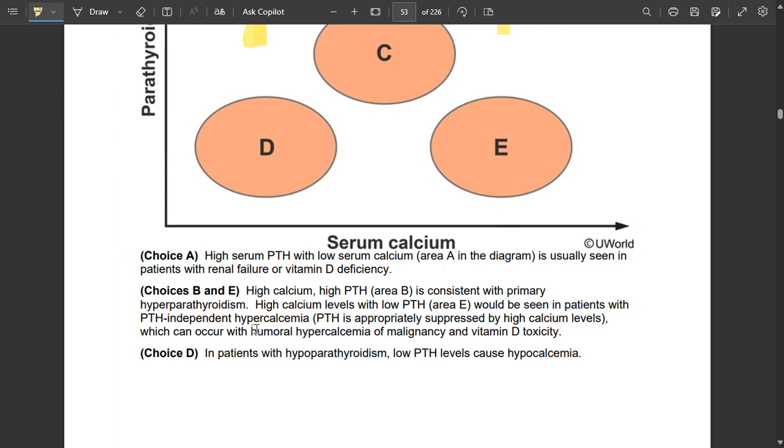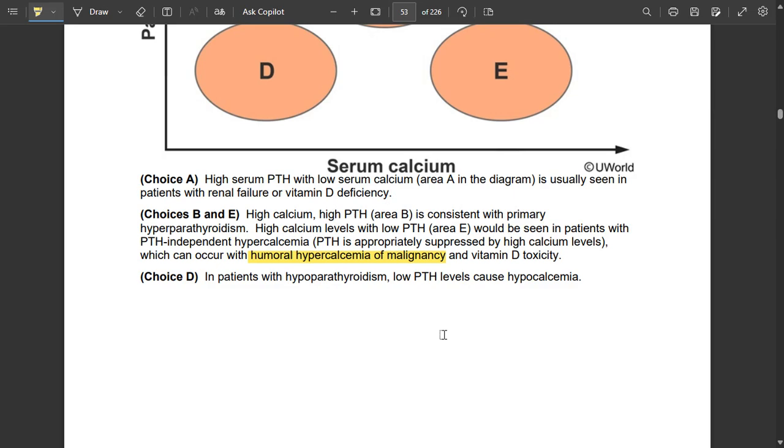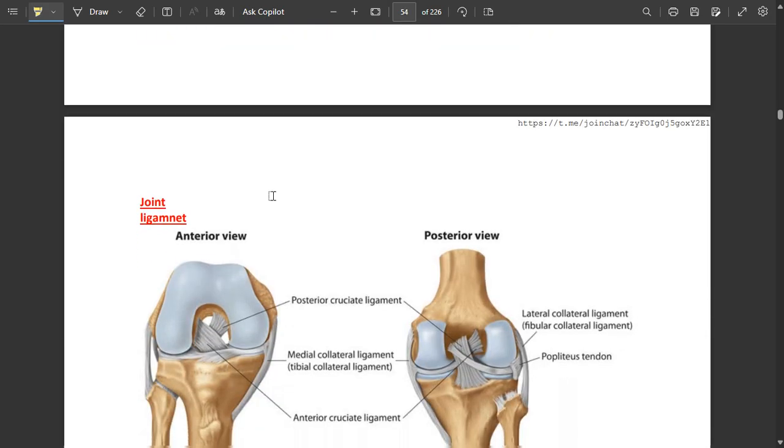This can occur in humoral hypercalcemia of malignancy or vitamin D toxicity. Toxicity causes a large increase in calcium, but PTH levels are low. In patients with hypoparathyroidism, low PTH causes low calcium, with low PTH.